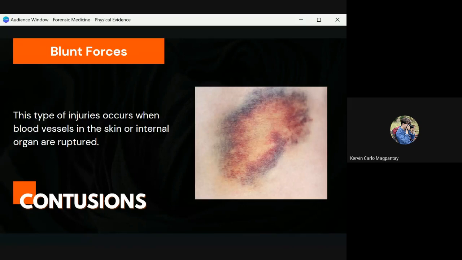Next, we have the contusion. This type of injuries occur when blood vessels in the skin or internal organ are ruptured. Ito naman yung tinatawag natin sa Tagalog na pasa. Other term for this is bruises. Usually, isa sa mga sugat na nakukuha ng victims of hazing, kapag paulit-ulit silang pinapalo ng paddle, hindi man nagkakaroon ng open wound, nadadamage naman yung inner surface ng kanilang balat. And even the blood vessels, kung kaya nagkakaroon ng discoloration kapag nagtatagal.